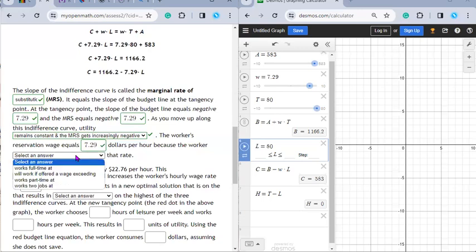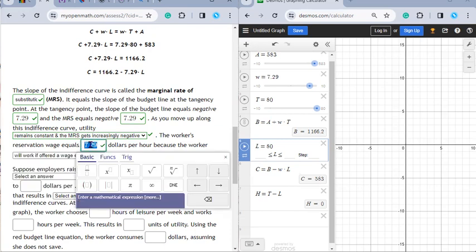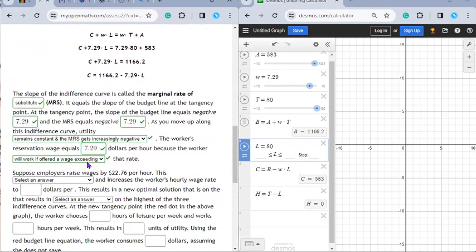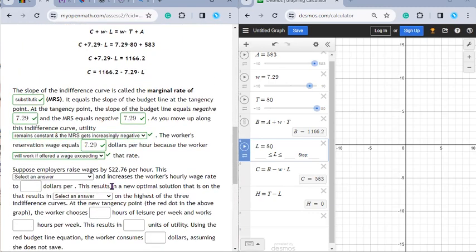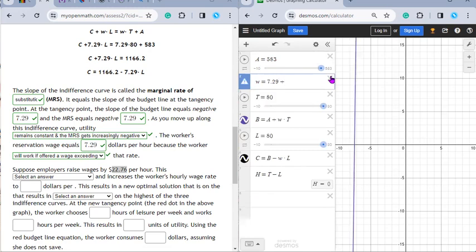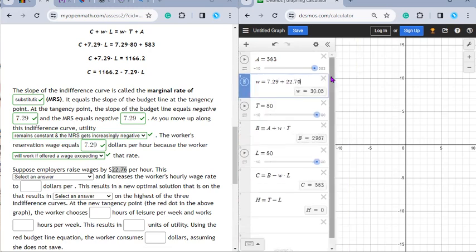And that's because, again, the worker will work if offered a wage exceeding that rate, exceeding 7.29. And we're going to see that here. Suppose employers raise wages by $22.76. So down here, I'm going to add 22.76, and I get a new wage of $30.05.